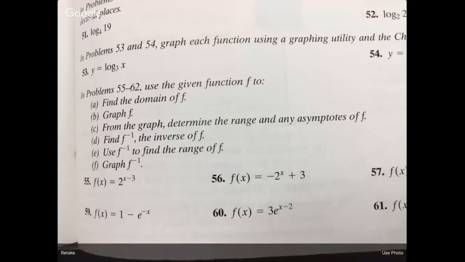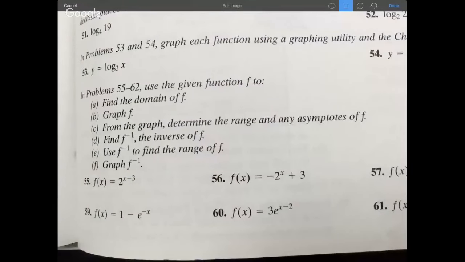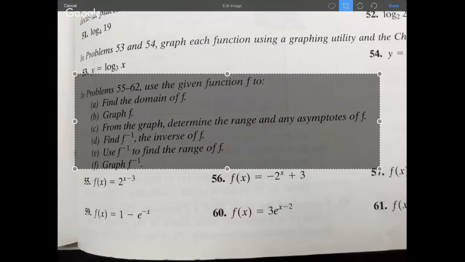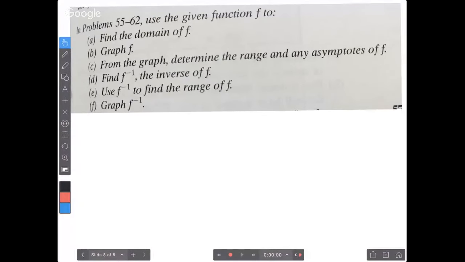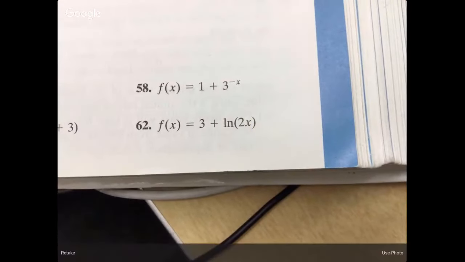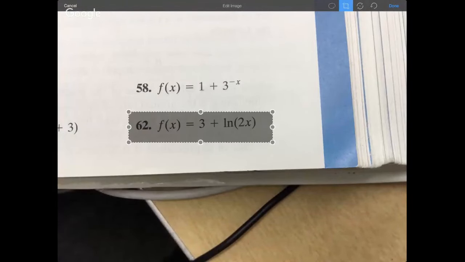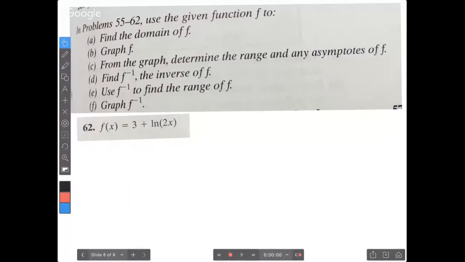62. Ooh, and we get an A through F. How exciting. So I'm going to take a picture rather than write that all down. New photo. There's the instructions, and here is our function. Okay, so let's see. What are we supposed to do? Find the domain of f.